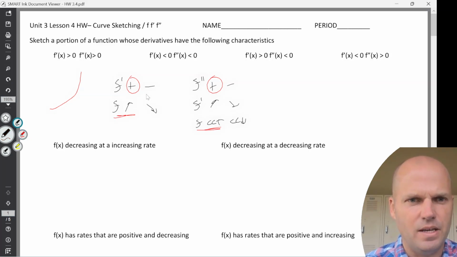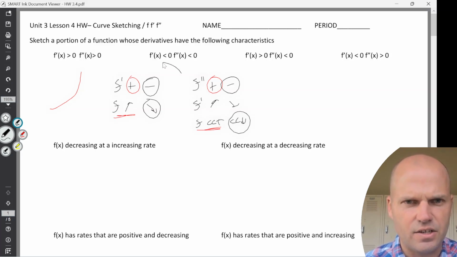If f prime is negative, f is decreasing. If f double prime is negative, f is concave down. So I need decreasing concave down. Decreasing concave down looks like that.